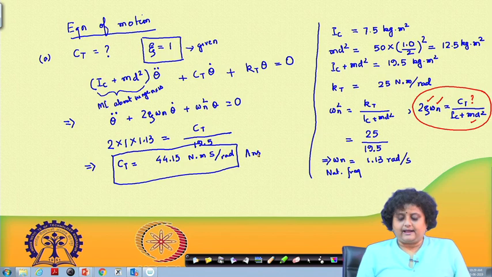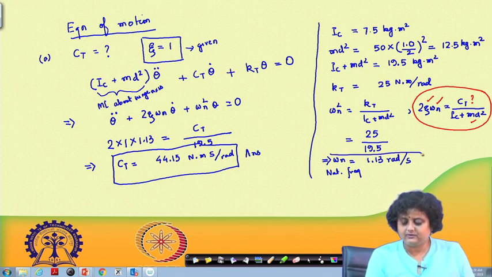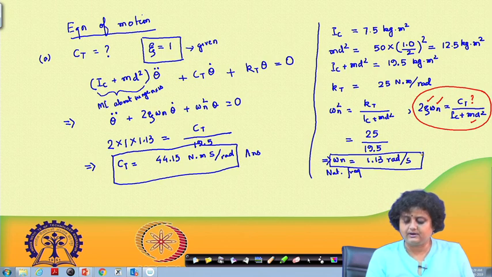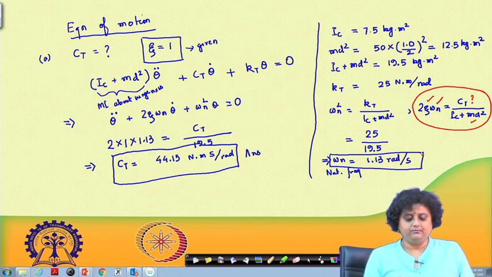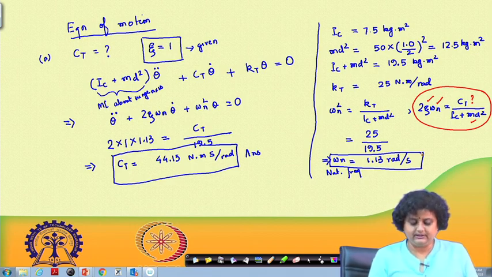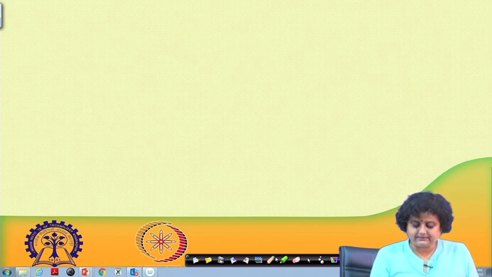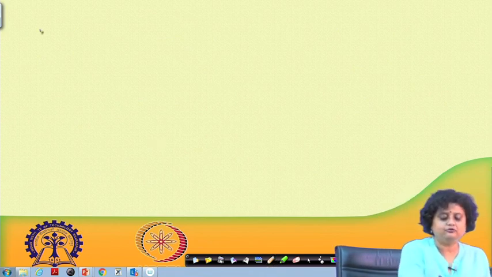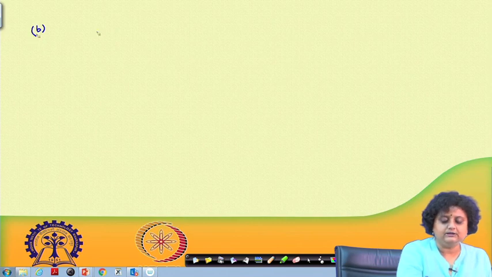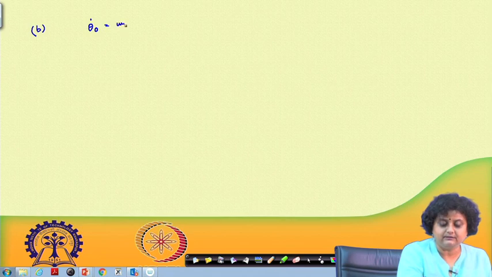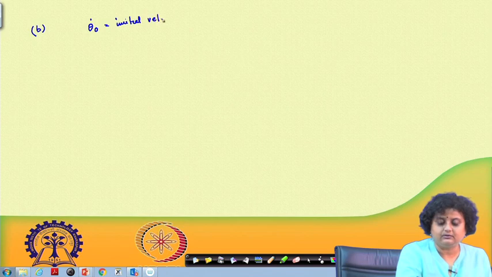We have also evaluated the natural frequency, which is 1.13 radian per second. So, the first part of the problem is done, which was pretty straightforward. Now let us go into the second part of the problem. What does the second part say? The second part says that we have to find the initial velocity theta dot 0 that has to be imparted to the door.